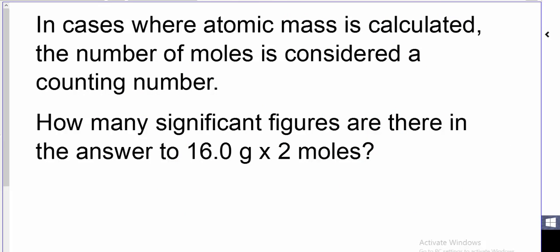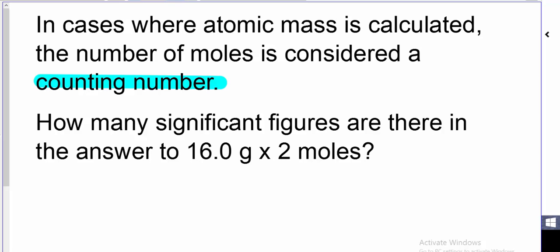Here's another example. This is the question. In cases where atomic mass is calculated, the number of moles is considered to be a counting number. All right, let's think back to what that means. The 2 types of numbers that we can ignore when we're looking at our sig fig rules are counting numbers and defined numbers. Counting numbers are numbers that refer to anything that we can count. So a whole number, for example, books, dogs, people, number of people.